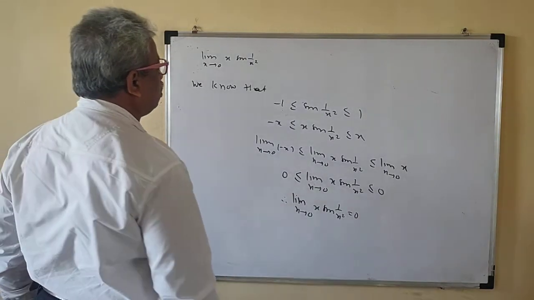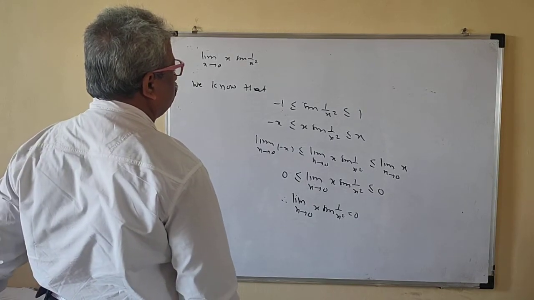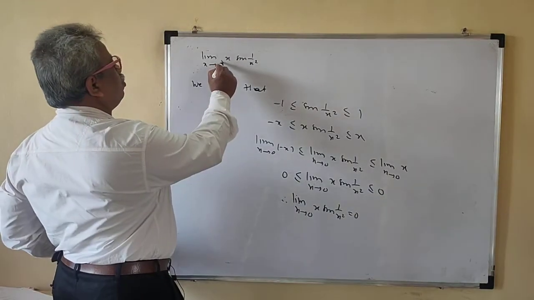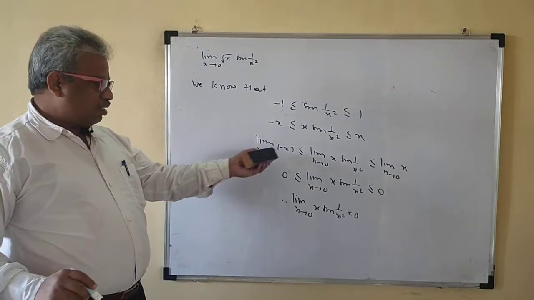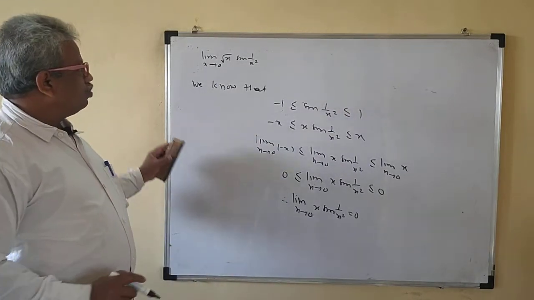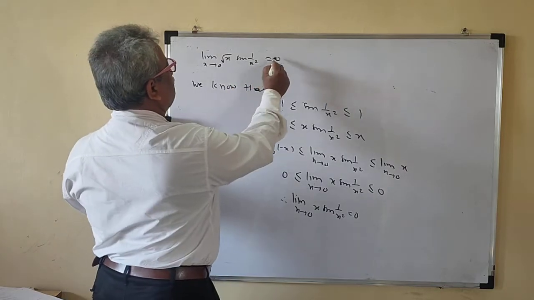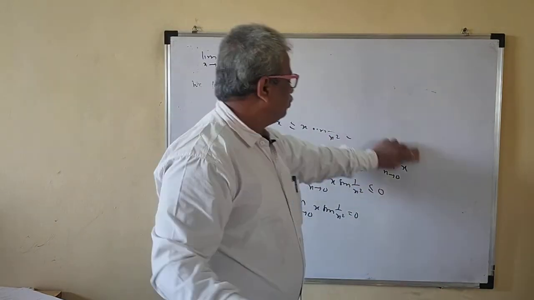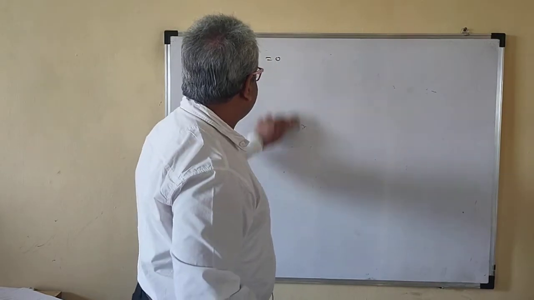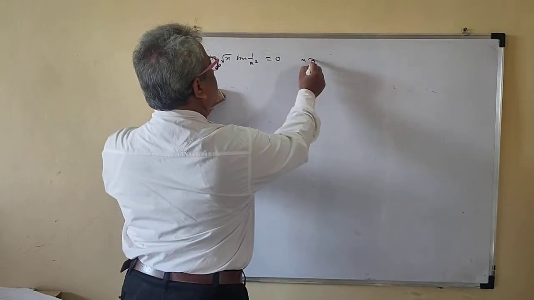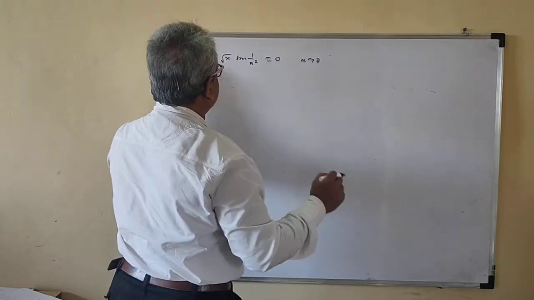So if there is a root, there is no problem for root also. You can multiply by root here, and then the limit will be 0. So this is also 0. This limit exists and is equal to 0. So here, x is greater than 0.